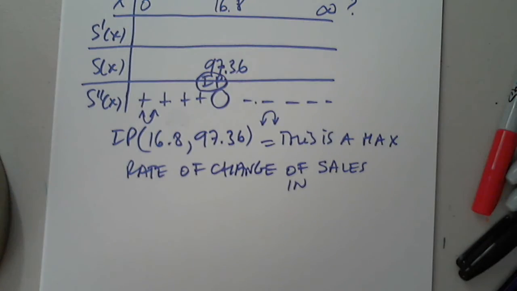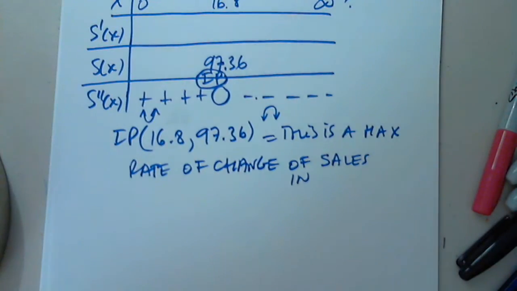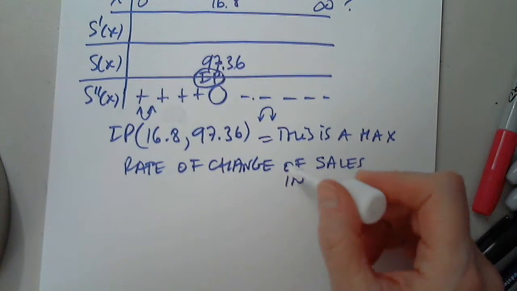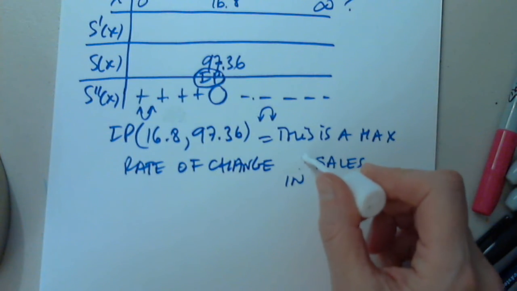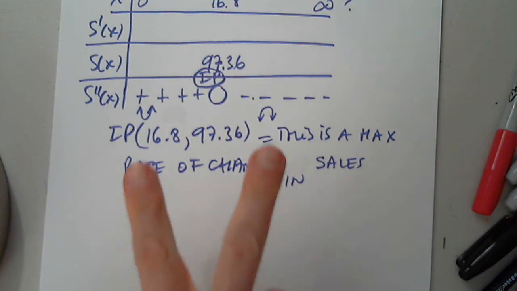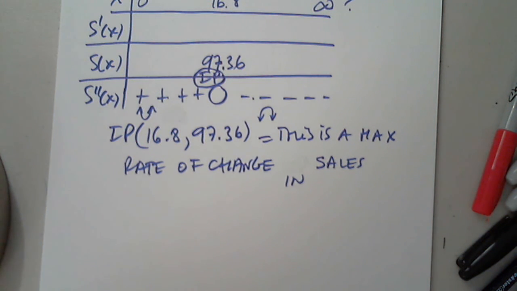That's exactly it. What if we had negative to positive here? What would you have concluded this particular inflection point would have been for the rate of change in sales? What would you have concluded if the signs were reversed? It will be a minimum. Exactly. Perfect.